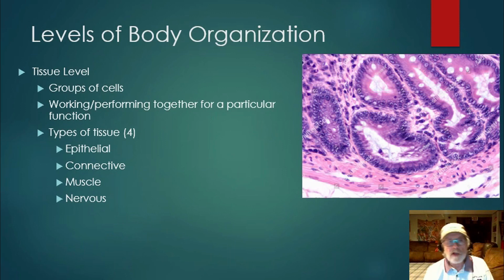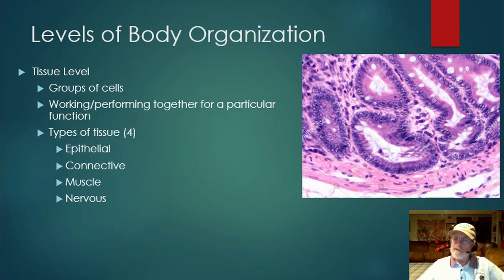What happens is we go up one level from that, and we're at the tissue level. Now a tissue is basically a group of cells all working and performing together for a particular function. We have a bunch of different types of tissue. Epithelial tissues: epi means upon. Epithelial tissues are coverings or linings. So the skin is an epithelial tissue because it's covering my body. All the inside of my mouth, down my esophagus, down through the intestines, those are all epithelial tissues because they line the inside of a structure.